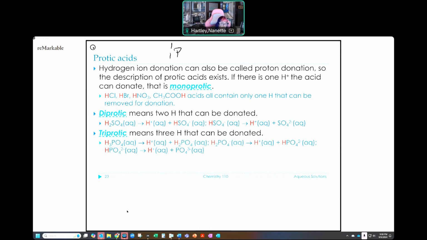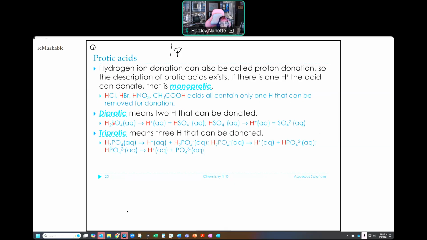When we talk about something being monoprotic, it means it has one proton. If it's diprotic, it has two protons. If it's triprotic, it has three. So we can talk about our monoprotic acids: HCl, HBr, HNO3, and CH3COOH all have one proton that they can donate. Notice that CH3 has a bunch of H's on it, but only one of them they can donate. Okay. Diprotic, H2SO4, has two protons that it can donate.